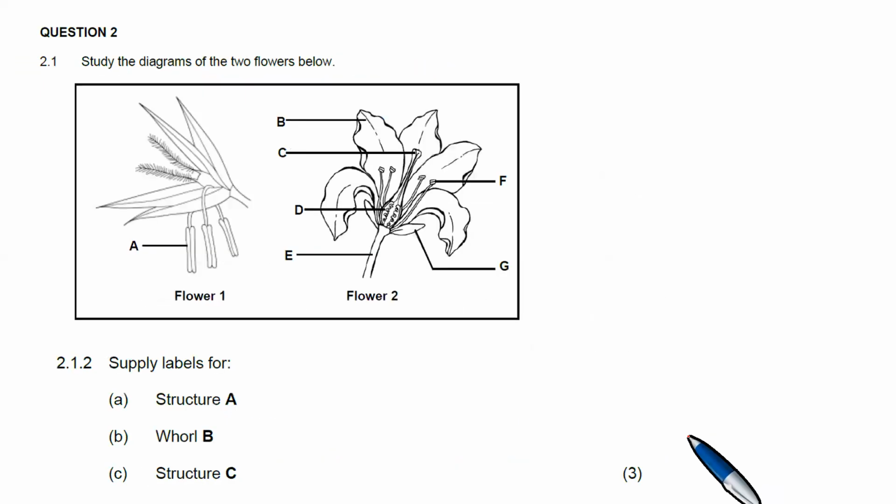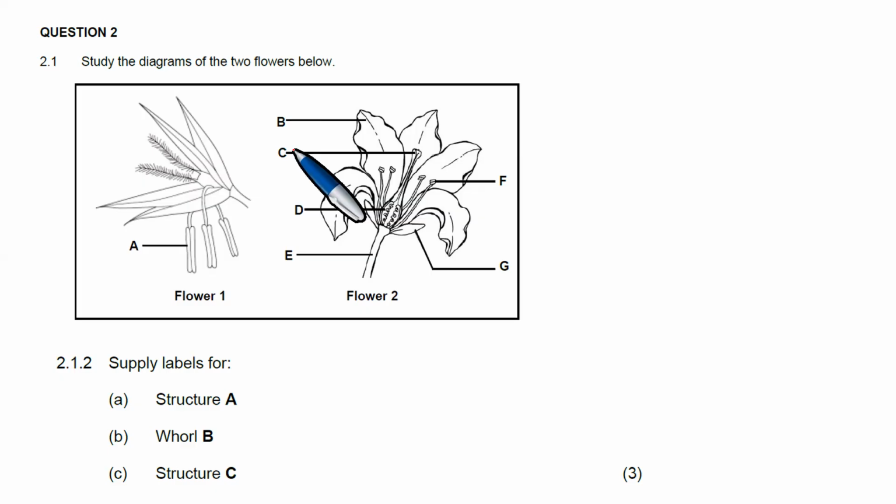Next one, 2.1. Study the diagrams of the two flowers below. So you have flower one and you also have flower two. You need to be able to supply labels for structure A, B, and structure C. In other words, what is A? This one. What is B? And what is C?